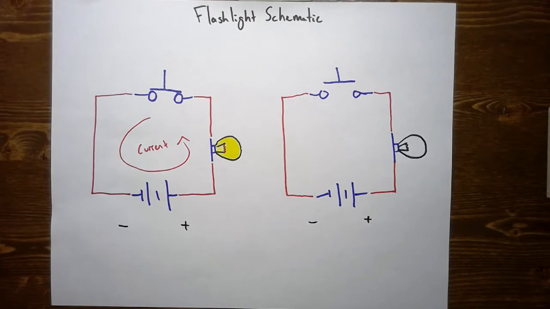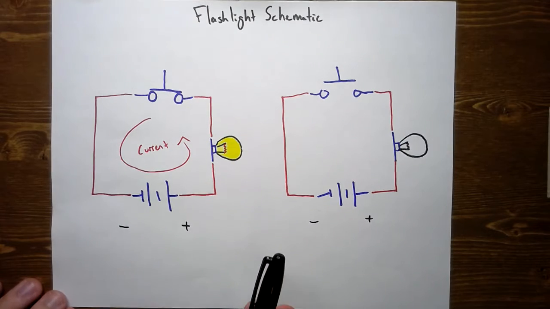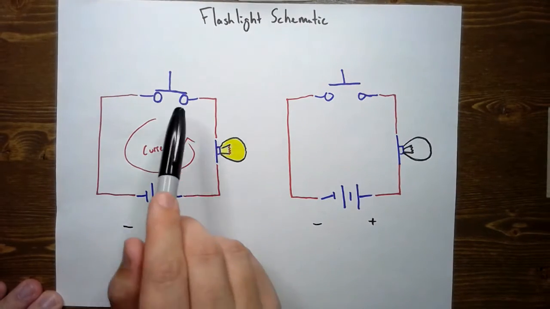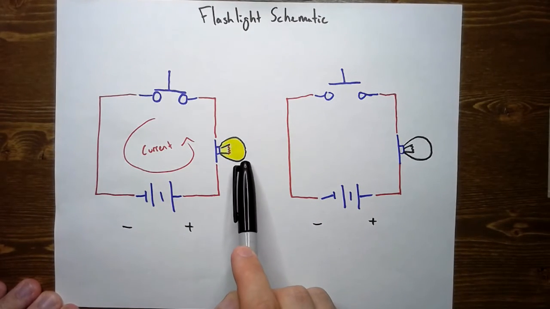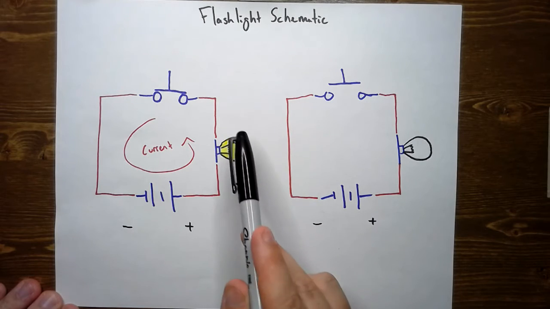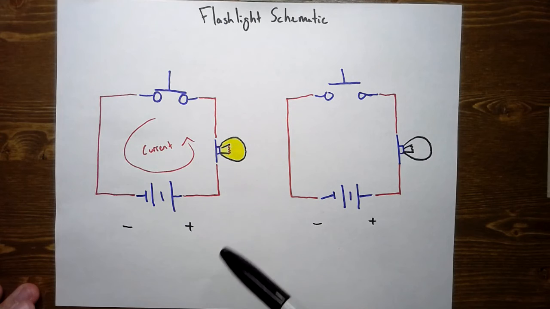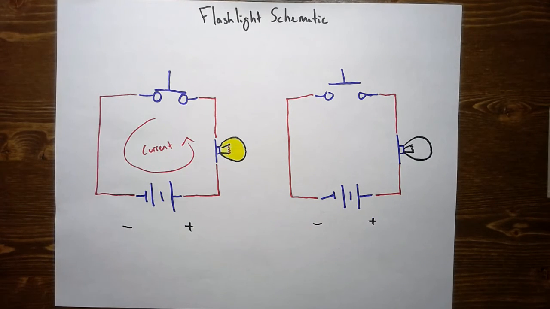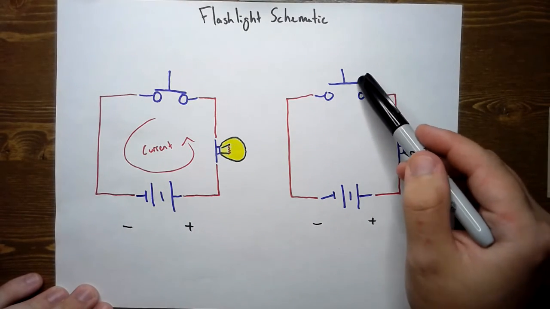So in this first one, the switch is closed, which makes this a closed circuit, which means current can flow around the circle, which means that the lamp is on because current is flowing. The lamp in this case is your resistance, and it uses the energy to produce light and heat. I don't know if you guys have ever held a flashlight for a long time, but some of them get pretty hot.